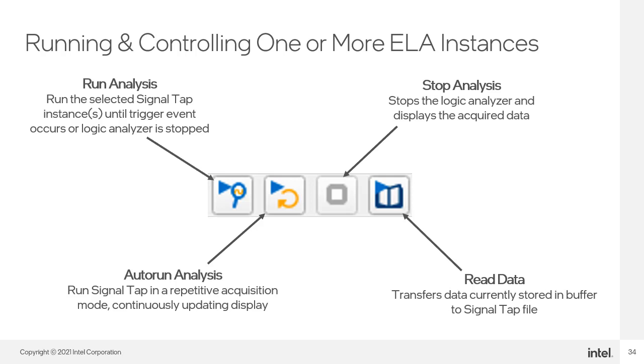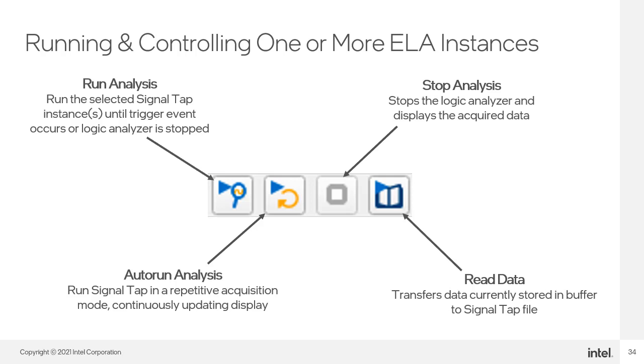Auto Run Analysis behaves similarly to the Run Analysis button, except that the logic analyzer keeps running even after the trigger occurs. The data display gets updated every time this happens, providing a continuous update on the status of the monitored signals. Again, you can stop the analysis at any time.